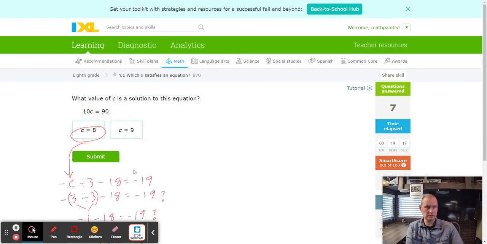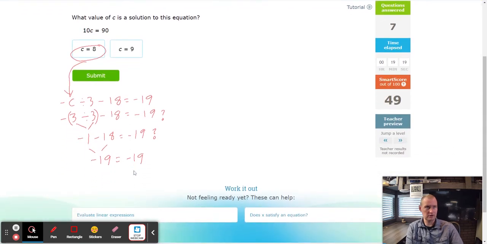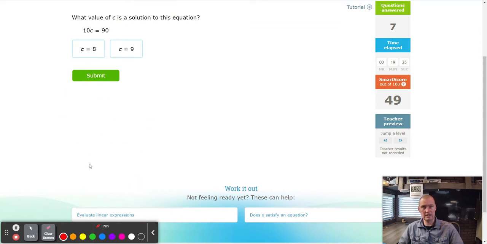Where am I at on my smart score? I feel like I'm working so hard. Here we go. We're at 49. We're doing good. We're doing real good. All right, looks like they give us back some easier ones.